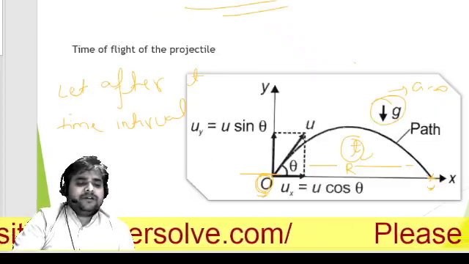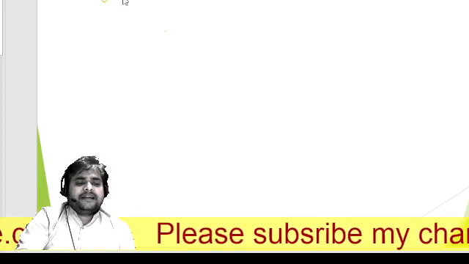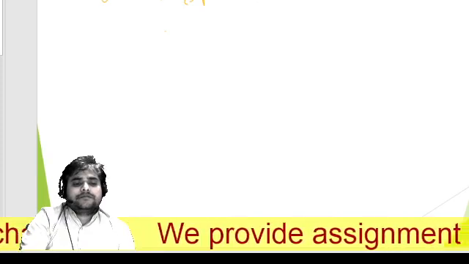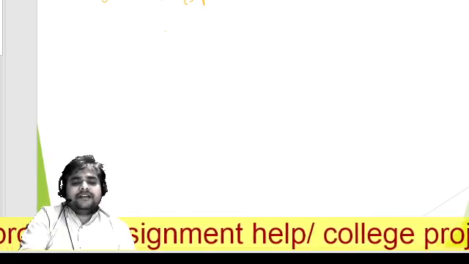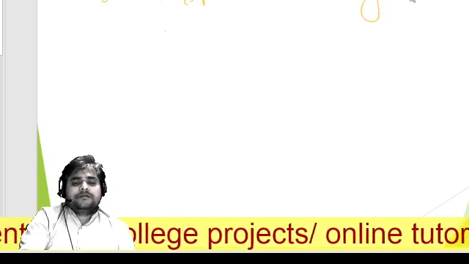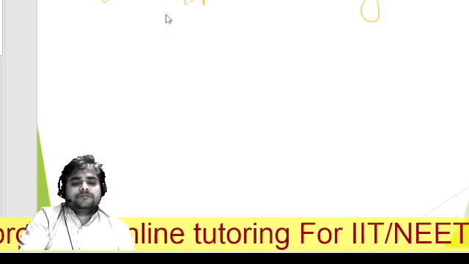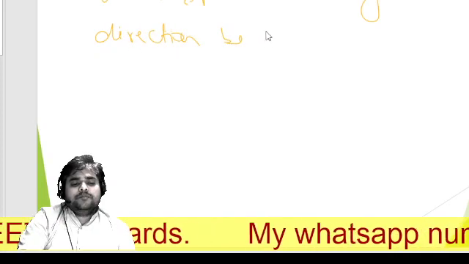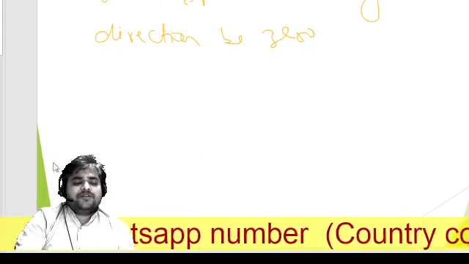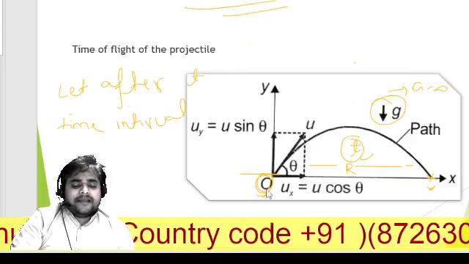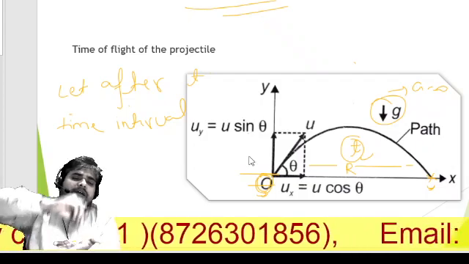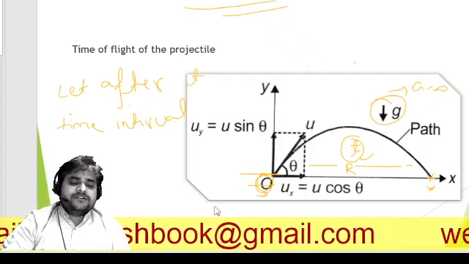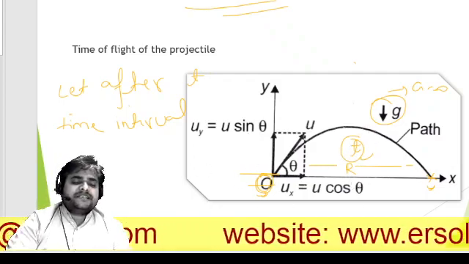After t time interval, the displacement along vertical direction will be 0. Why will it be 0? Because the object is projected from the ground, and after a certain time interval it will again land on the ground. So net vertical displacement is 0.